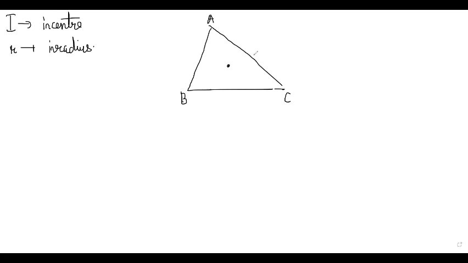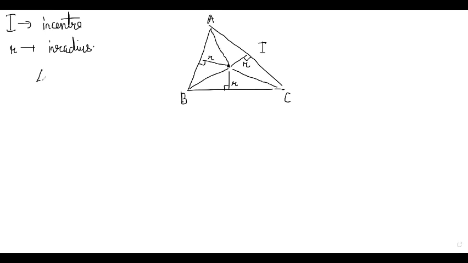So if there is an I point here, which is incenter, what we can say is let's join these three. Let's join these three. And you can say that this is a perpendicular, this is a perpendicular, and this is a perpendicular, and each of them is R, R, R.